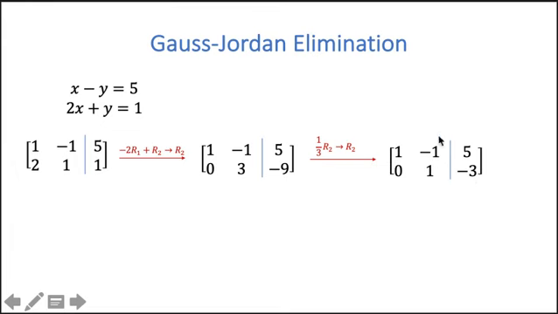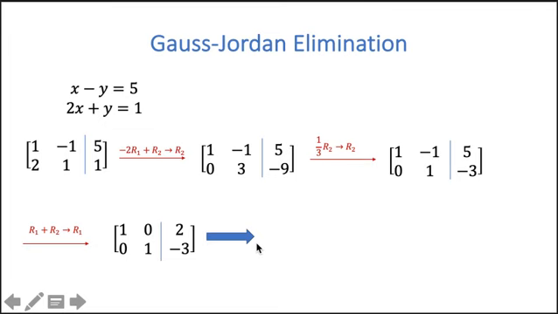Now I need to get a 0 here. To get a 0 here, I'm simply going to add these two rows together, and that new row is going to become my new row 1. So when I do this operation and add those together, 0 plus 1 is 1, 1 plus -1 is 0, and -3 plus 5 is 2. So that's where this matrix came from.